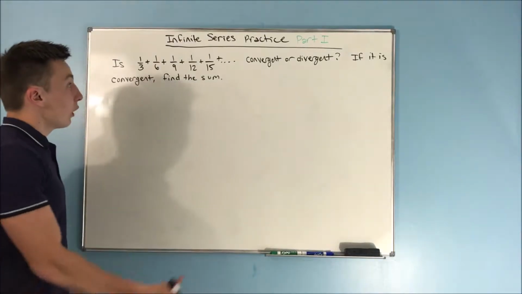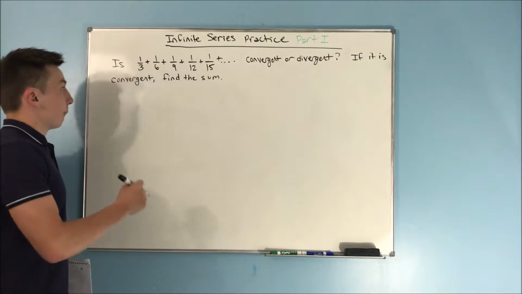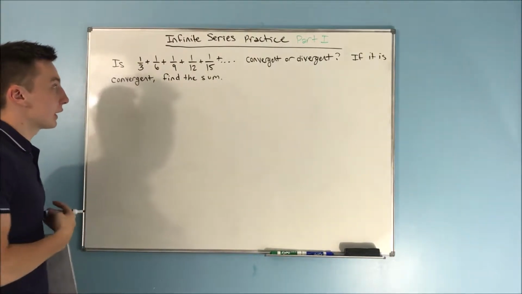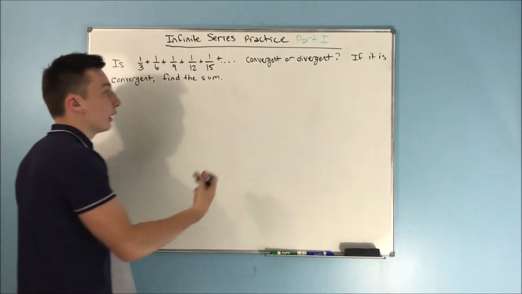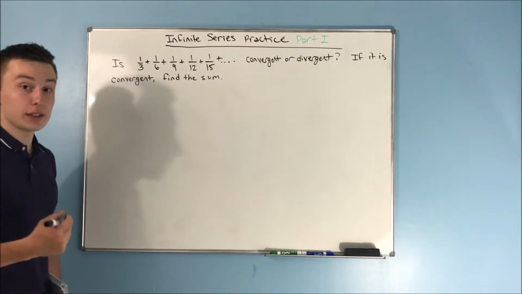Alright, so in this video, we're going to be doing some practice with infinite series. We have our question up on the board here. Is the series 1/3 plus 1/6 plus 1/9 plus 1/12 on and on convergent or divergent? And if it is convergent, find the sum.